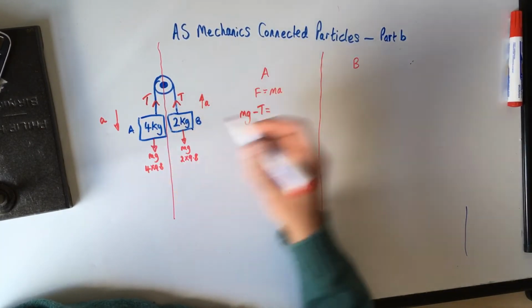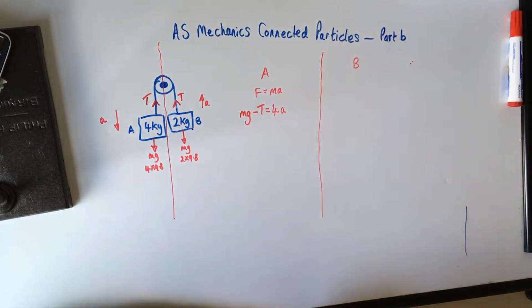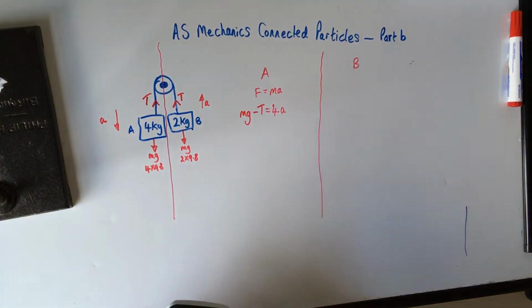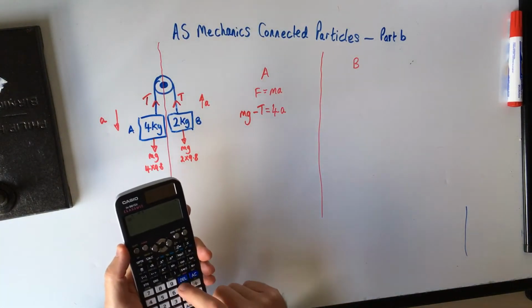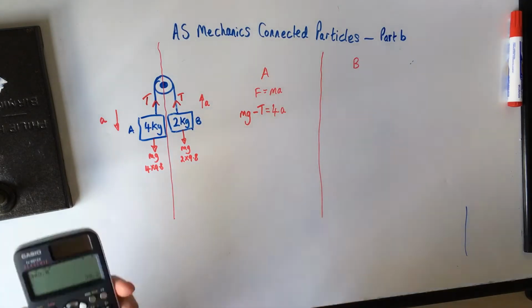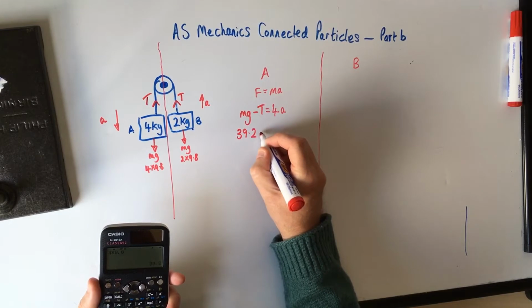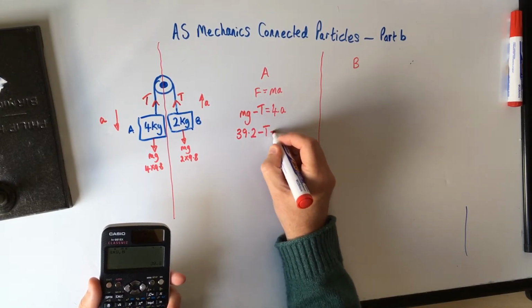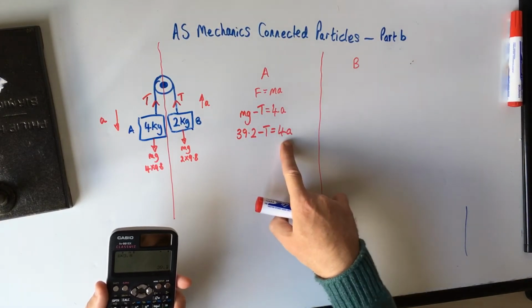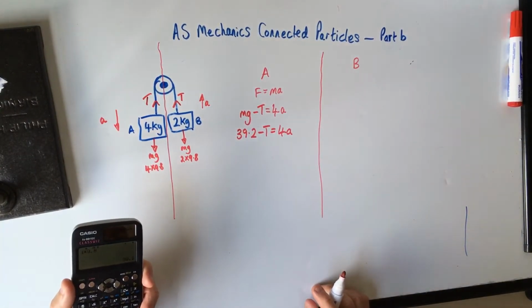Times the mass times acceleration. Well, the mass on this side is 4 and the acceleration is a. We don't know that. Now we know what mg is. It's 4 times 9.8, which is 39.2. So we've got an equation now: 39.2 minus T is equal to 4a. So one equation, two unknowns. We don't know the tension, we don't know the acceleration, as far as we can get with that.